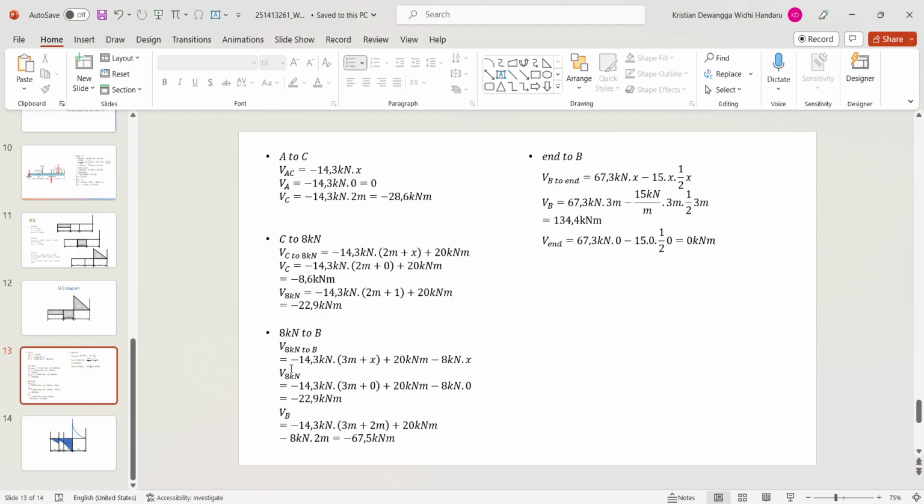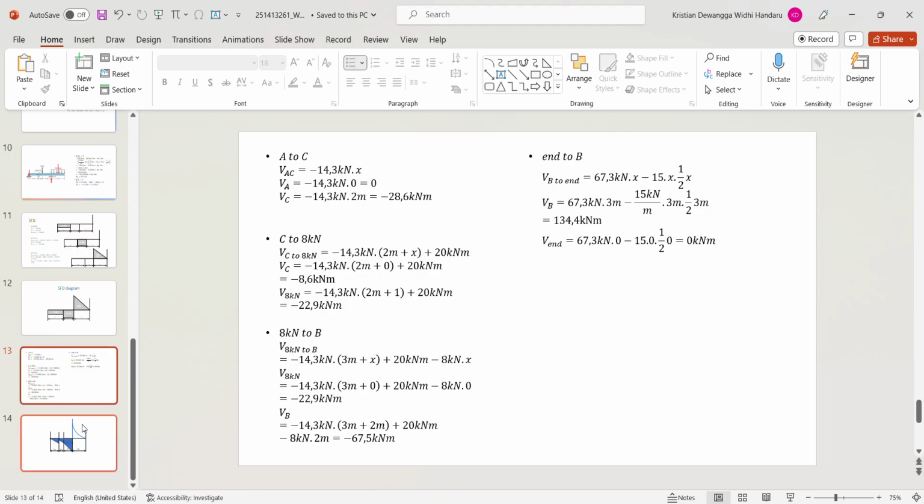And then the next is 8 kilonewton to B. So we got the equation for V from 8 kilonewton to B: minus 14.3 kilonewton times 3 meter plus X, plus 20 kilonewton meter, minus 8 kilonewton times X. So at V 8 kilonewton, we input X to 0, and the final answer is minus 22.9 kilonewton meter. And then for the VB, I change X to 2, so the final answer for the VB is minus 67.5 kilonewton meter.